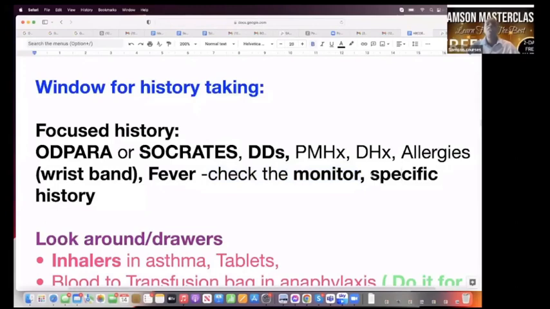Then, of course, there is a specific history. All these are simulated scenarios, so there will be a specific history. If it's an asthma scenario, there will be a specific history about asthma. If it's anaphylaxis, about anaphylaxis. If it's a pneumothorax, maybe there was trauma, maybe he sustained it while riding a bicycle or exercising. So you have to ask questions about the specific history. If it's asthma, then you need to ask more: how long have you had asthma? What treatment are you on?